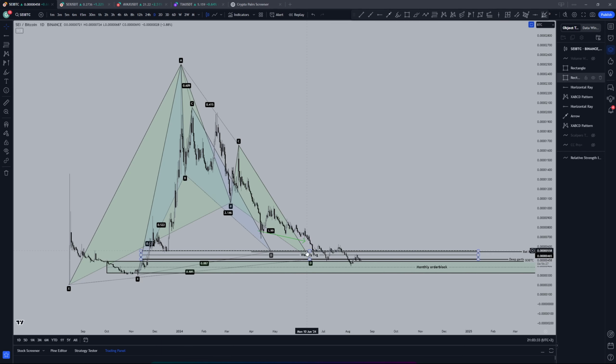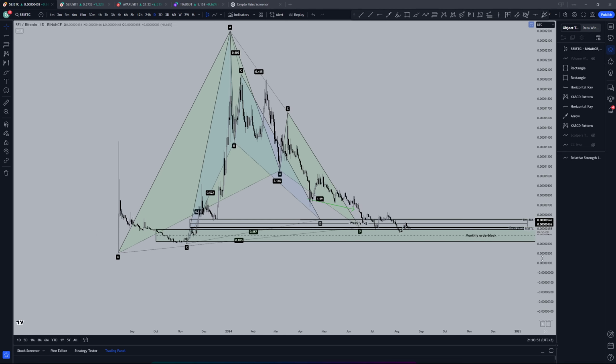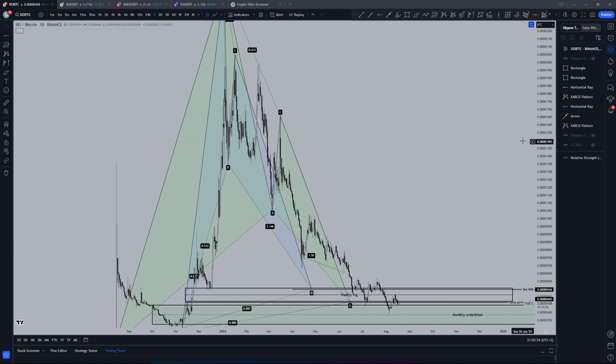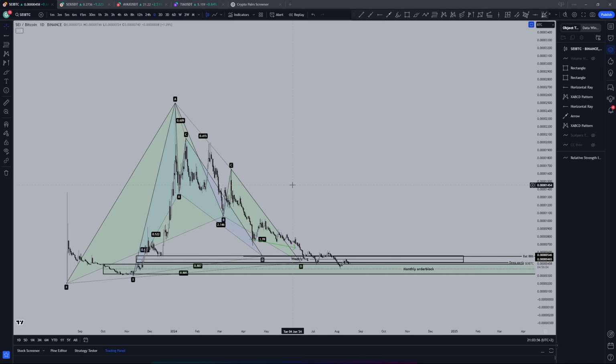We filled this fair value gap on the first reaction. We then went to the monthly order block. We nearly perfectly tapped that middle under the order block. And in general, we have a bat here, and we have one here as well. I think it's a deep Gartley, right? Yeah, that's a deep Gartley. In general, I think this is a great spot to accumulate.